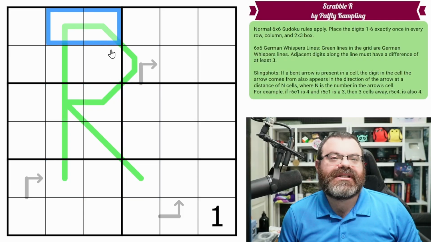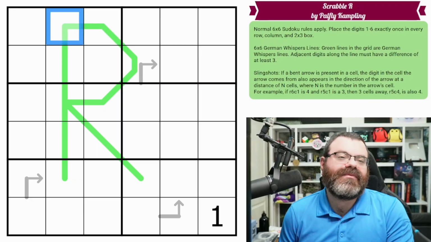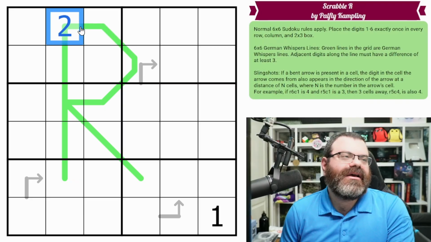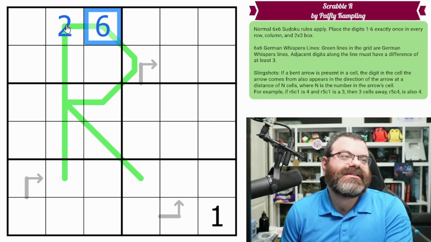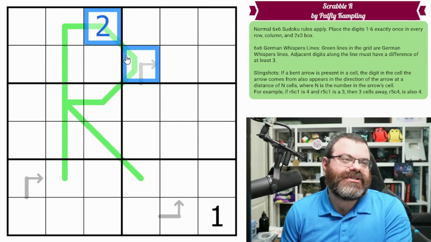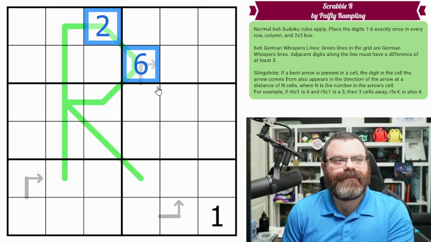So adjacent digits on the line have a difference of at least 3. What does that mean? Well, if this was a 2, for example, then these two are adjacent on the line, and so this needs to be at least 3 different from 2. So it could be a 5 or a 6 only. 6 is 4 different, that is at least 3. 5 is 3 different, that's at least 3. A 4 would be 2 different, which is not at least 3. That doesn't work. If the 2 were here, it's just the ones that are next to each other in the line. So this would also be 5 or 6 if that was a 2.